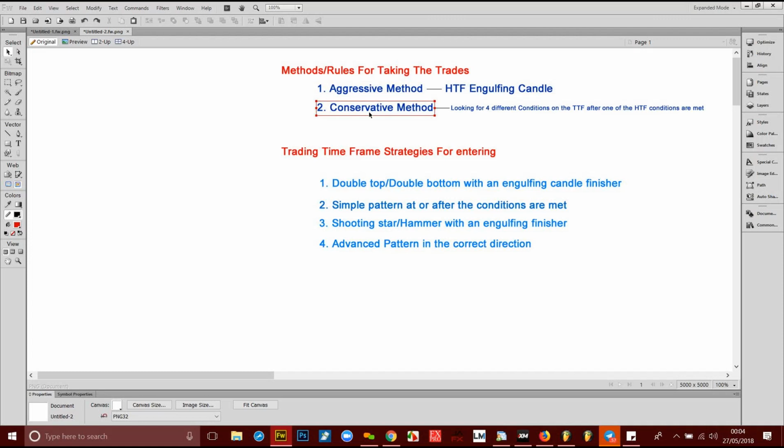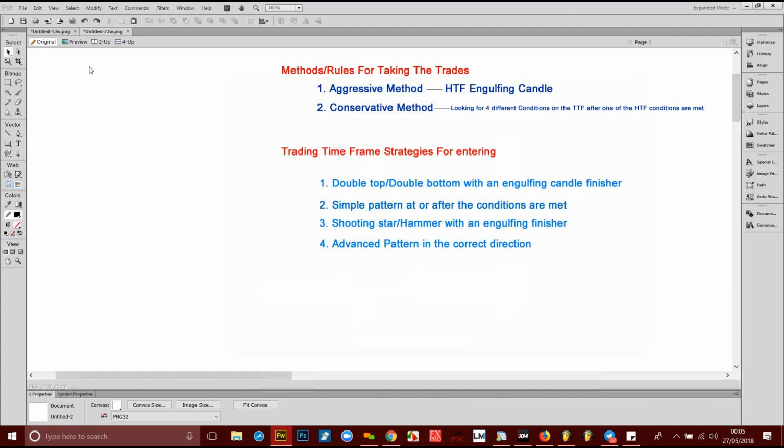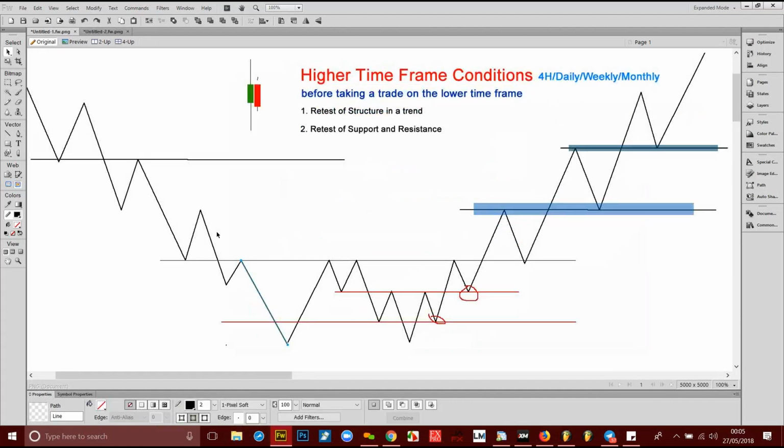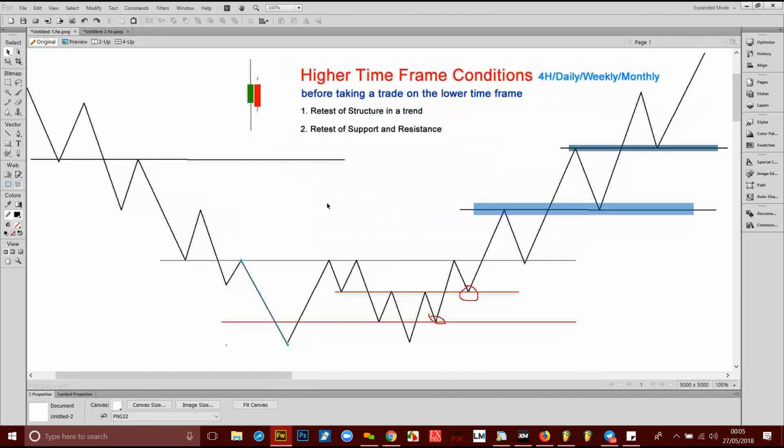One of it is the double top or the double bottom followed by an engulfing candle. What do I mean? Sorry. So this is what I mean. Yep. So now the market does this. But mind you, remember the rule is that these 2 conditions have to be met before you even look at the lower time frame to look for a trade. You must make sure that these conditions are met, the retest of structure or retest of support and resistance.